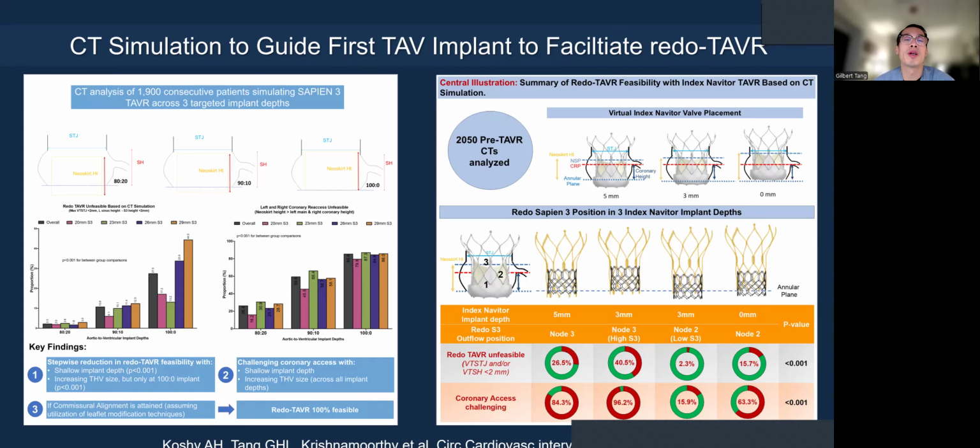What is increasingly important now is to use CT simulation to perhaps guide the first TAVR implant to facilitate redo TAVR. And these are 2 studies that were conducted by our group, showing that the higher the valve you are for SAPIEN 3, and the larger you are, perhaps your likelihood of redo TAVR goes down. And with the Navitor system, you can see that here, you really want to optimize your index implant depth, and then your second valve would be able to be positioned in a different location depending on your need to avoid coronary obstruction.